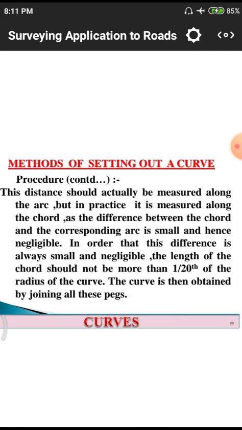The distance should actually be measured along the arc, but in practice it is measured along a chord. Why? Because an arc is not possible. A simple radius throughout the particular length is not possible, so we have to use this method along the chord. The difference between chord and corresponding arc is small, hence negligible. In order for this difference to always be small and negligible, the length of the chord should be not more than 1 by 20th of the radius of the curve. The curve then is obtained by joining all these pegs.